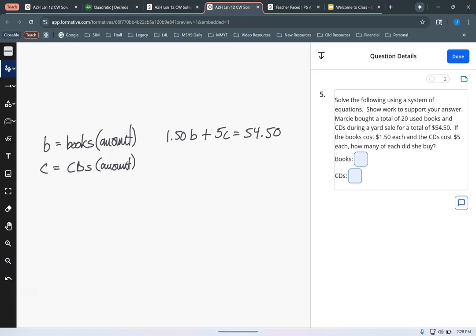And that would make sense, right? Because if you bought one book, it would be $1.50. If you bought 2 CDs, it'd be $10, right? And so then we're looking for some combination of B's and C's that's going to get us to $54.50. But there's a lot of combinations of B's and C's that'll get us there, right? So the thing is we need something else to bound that. Who's got another equation to help us?